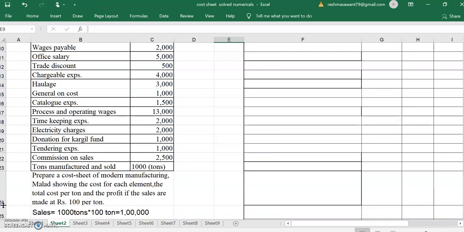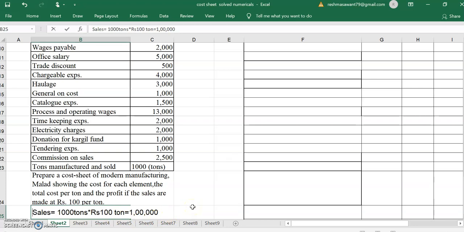Prepare a cost sheet of modern manufacturing malad showing the cost for each element, the total cost per ton, and the profit if the sales are made at ₹100 per ton. First, calculate total sales. Tons manufactured and sold are given in your question, 1000 tons, and the price is 100 per ton. So total sales is equal to 1000 tons into rupees 100 per ton, which gives you total sales of rupees 1 lakh.